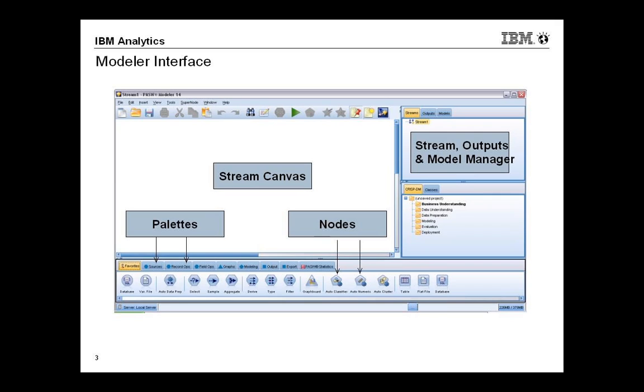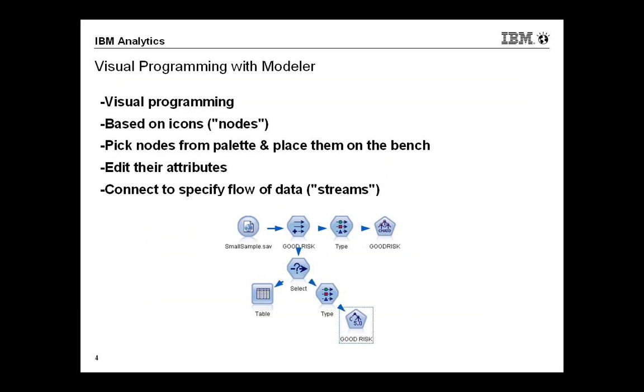And then in the upper right corner, this is where you're going to have your streams, outputs, and models that you've created. So the great thing about building predictive models with Modeler is that it's visual and it's based on these icons or nodes. So you pick up the nodes from the palette, drop them on the workbench, you can edit their attributes and customize them, and then connect them to each other to actually build a predictive modeling stream that has a very intuitive flow from the collection of data to the processing of data to the modeling of data to then output. And as you can see on the bottom, it's a screenshot of a sample stream where you're taking in some data, you're deriving a new field, setting the type of it, and then connecting a predictive model, a decision tree, to it.